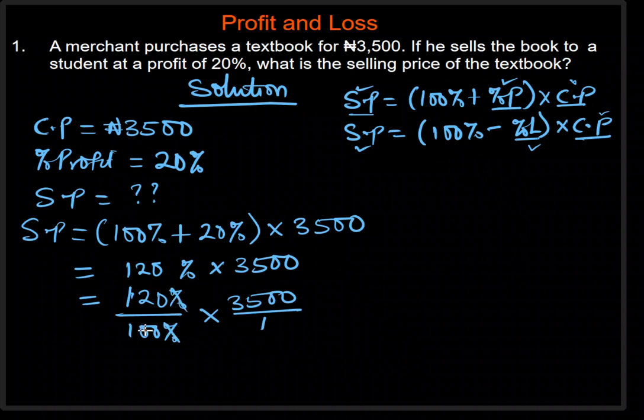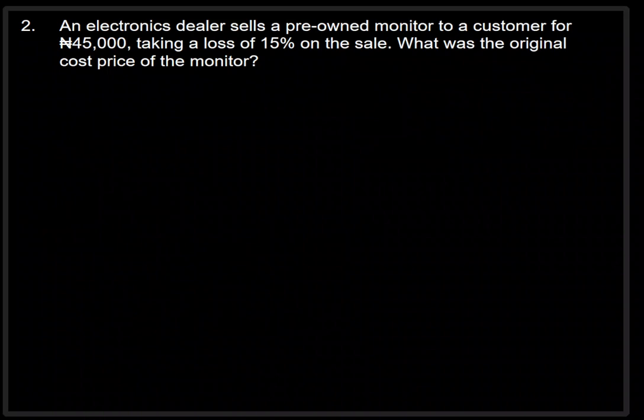So percent cancels percent, 0, 0, and then 0, 0. Right, so that will give us 120 times 35, which will be equal to our selling price, giving us 4,200. So that's our selling price. So you can see that with the formula, it takes us directly from the cost price and the percentage profit. It gives us the selling price direct. Right, so let's see number two solution.